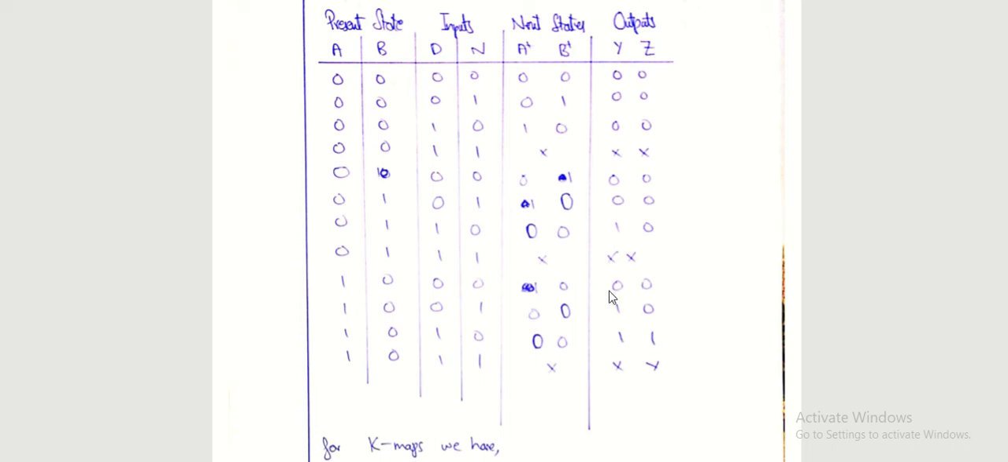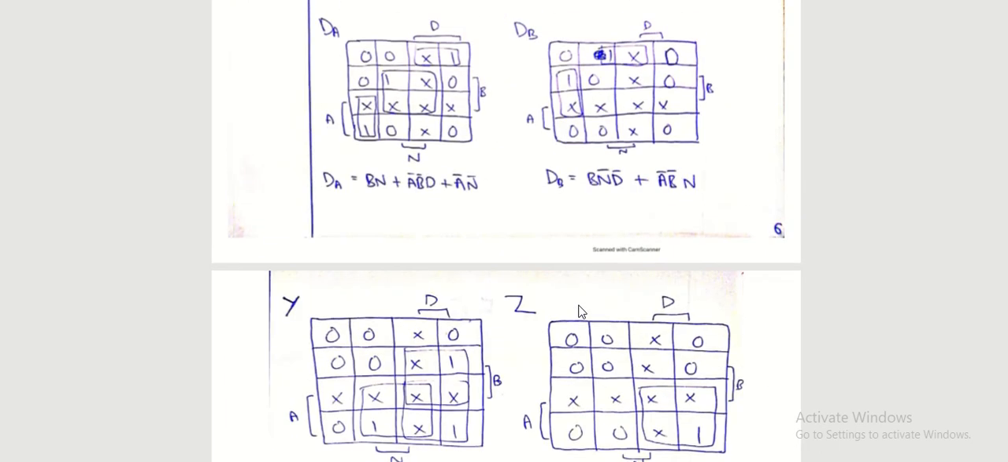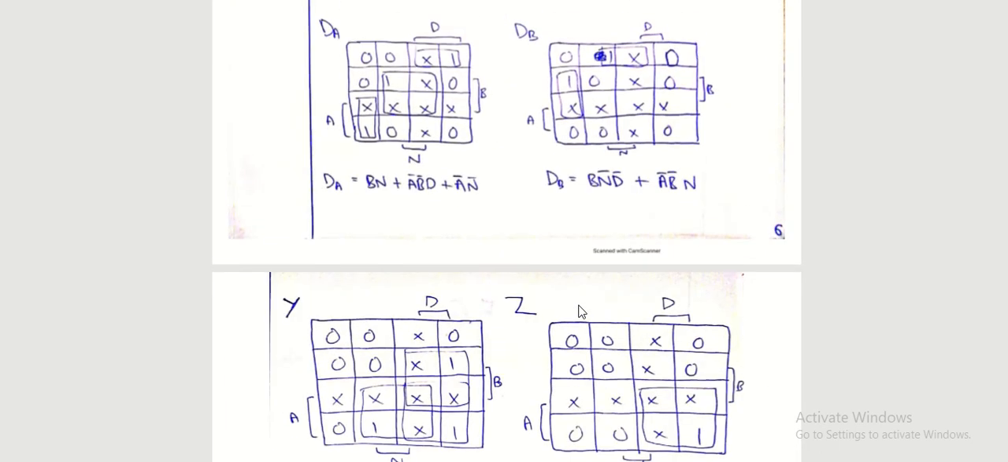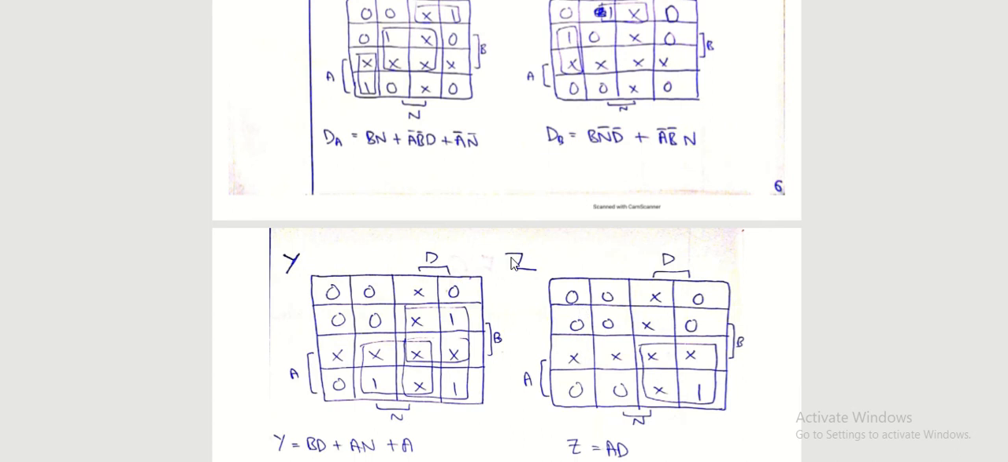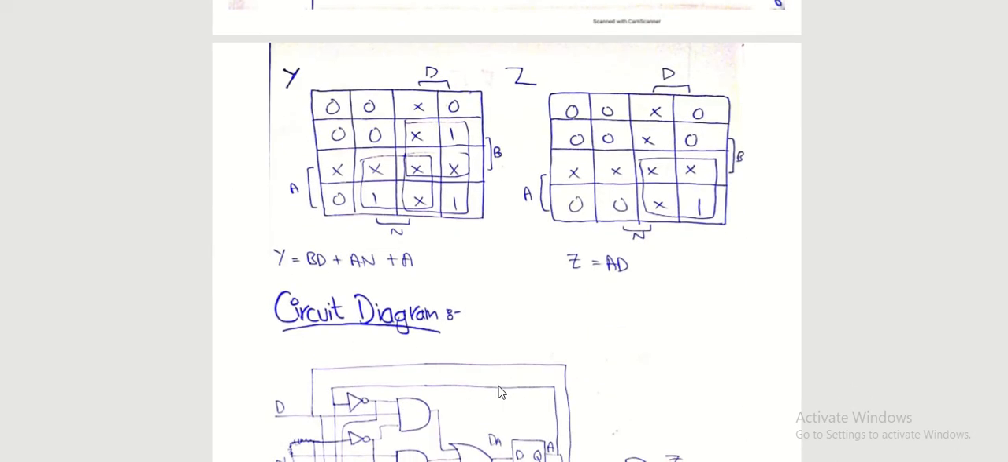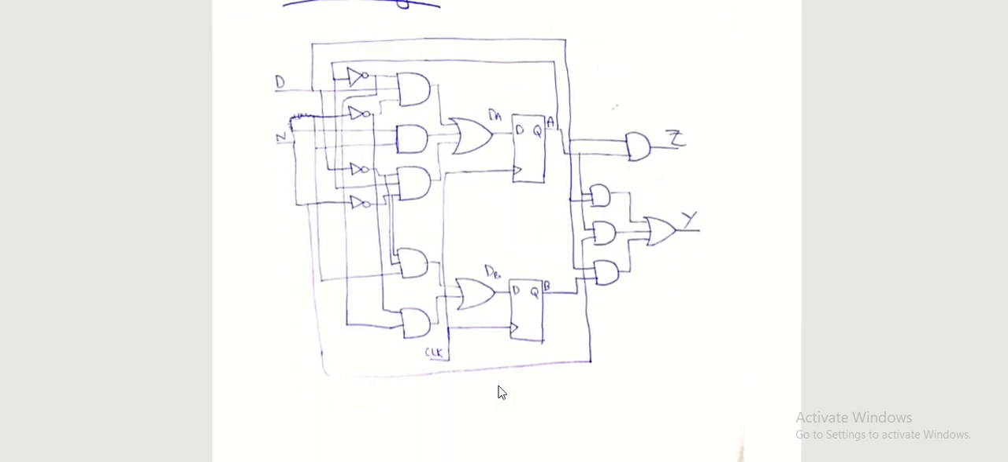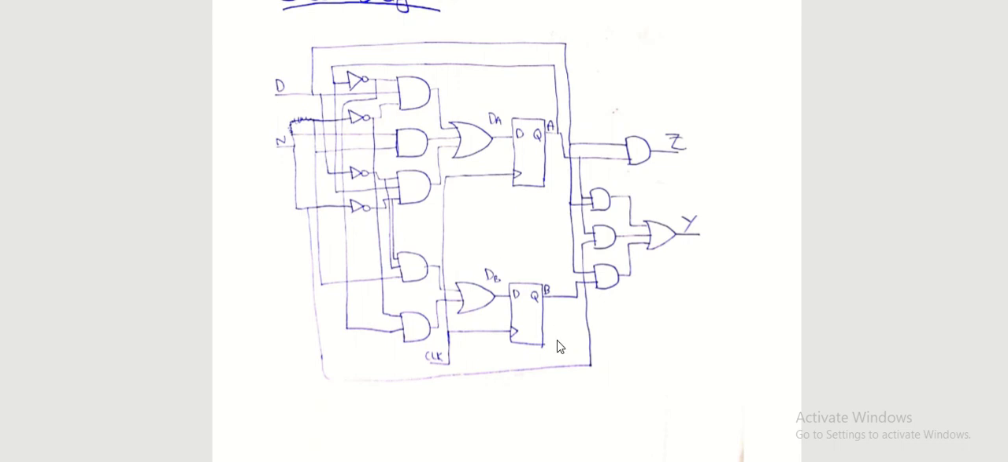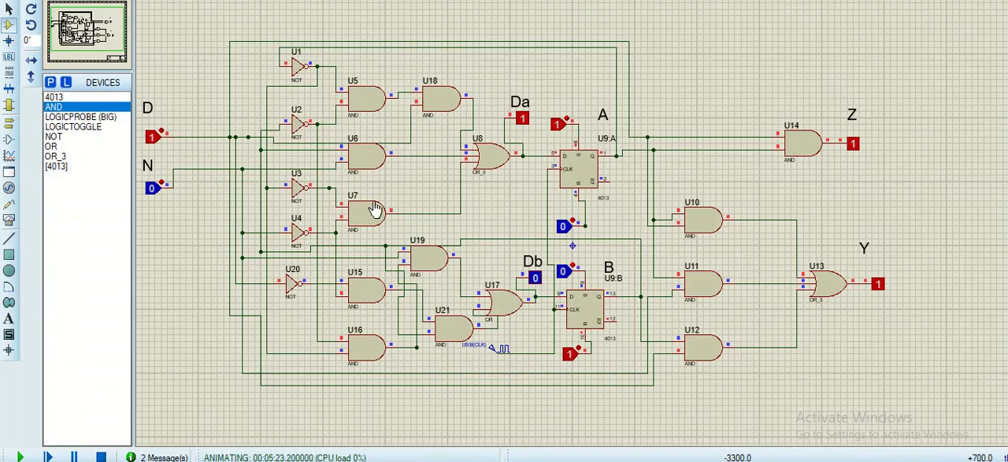Using this state table, we have used K-maps to make the functions for each of the next states and the outputs. And here is the circuit diagram where we have used two latches and other simple AND, OR and NOT gates. I have implemented this on Proteus. Here you can see.